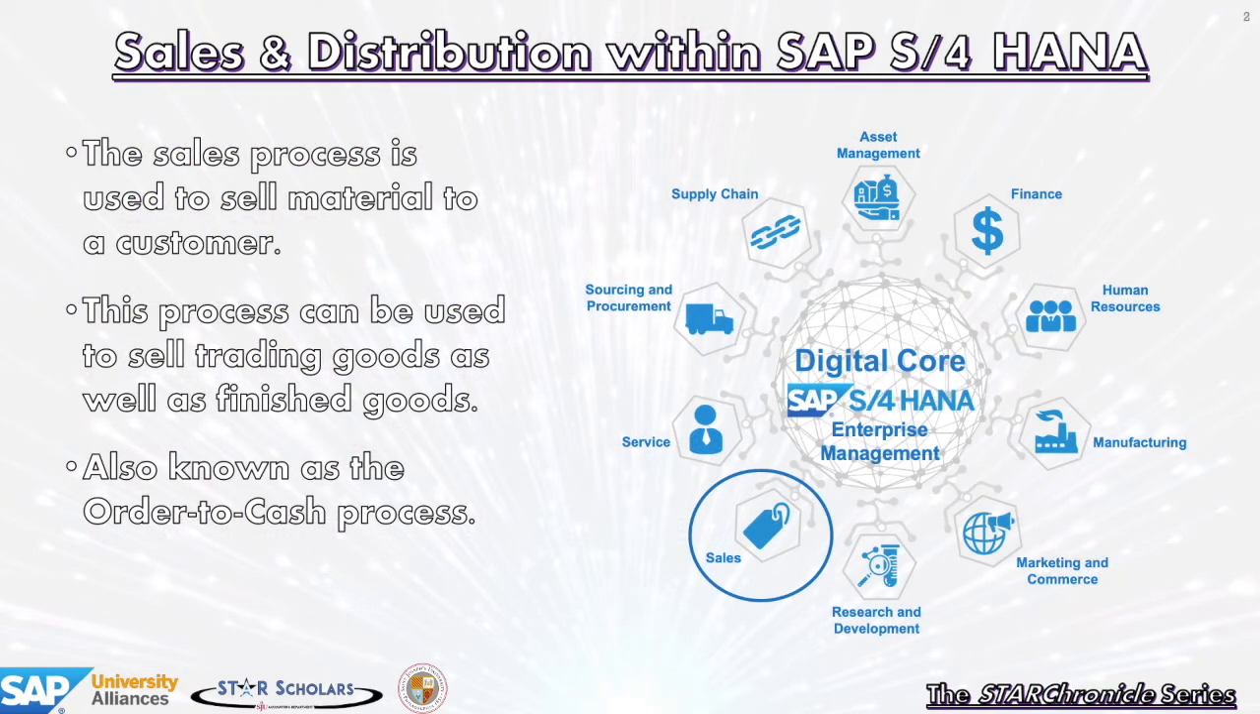As an overview, the sales and distribution process takes place in the Sales Suite of SAP S4HANA and is used to sell material to a customer. This process can be used to sell trading goods, finished goods, or any other type of product that you wish to sell. The sales process is also known as the order-to-cash process.